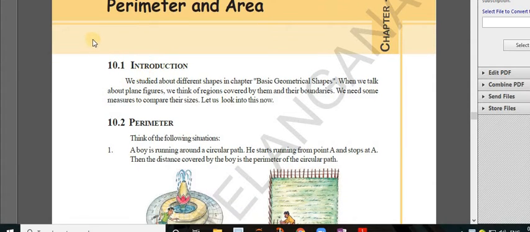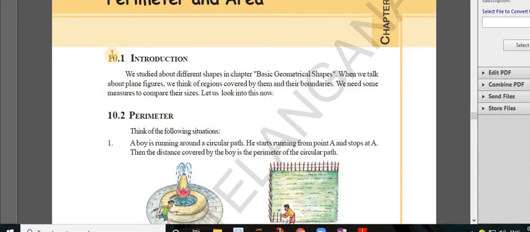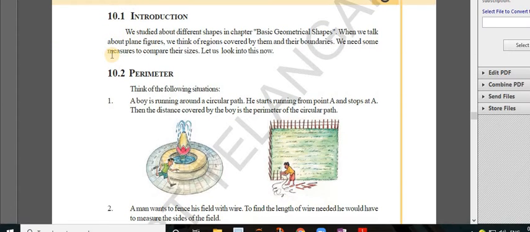So what is the thing he has given to us? We'll see. Introduction. We studied different shapes in the chapter on basic geometrical shapes. When we talk about plane figures, we think of the regions covered by them and their boundaries. We need some measures to compare their sizes. Let us look into this now. So plane figures, we all know that, and when we talk about plane figures along with their boundaries, that is what is going to be compared here.